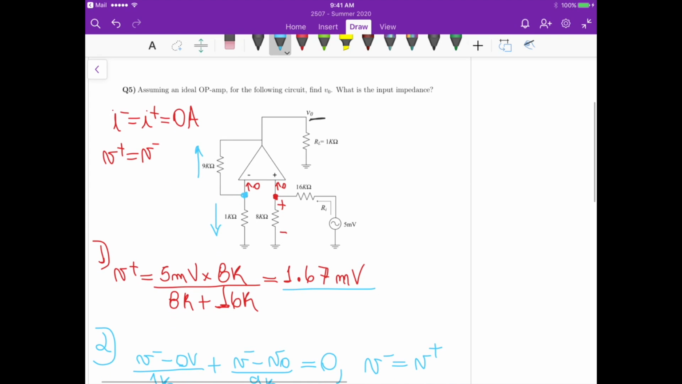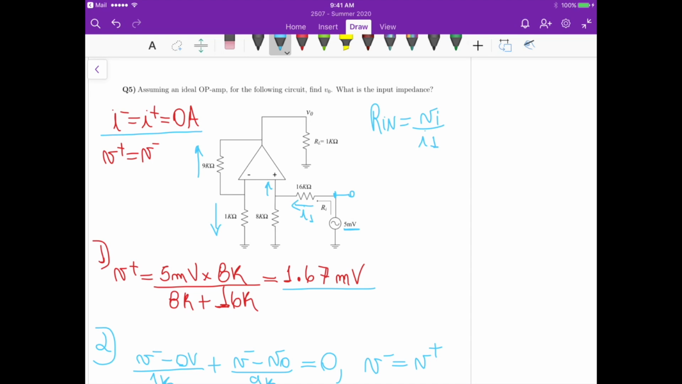Now, what's the input impedance? So for the input impedance, let me just remove some notations here. We know that there's no current flowing here, right? It's zero from the ideal op amp. So the definition of the input impedance is equal to Vi, I call it Vi, divided by I1. And I1 is this current that is flowing here, right? And the voltage Vi is this voltage at this node here. So in our case, this Vi is exactly 5 millivolts.